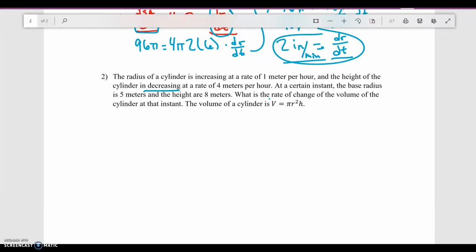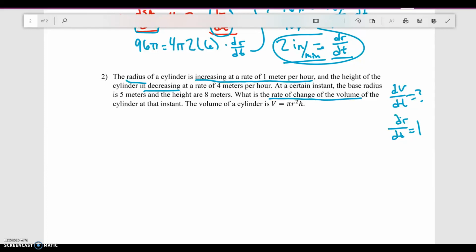So we're looking for the rate of change. So that's going to be dV over dt. Okay, that's what we have. All right, so what do they give us? I don't know what that is. We know that the radius of a cylinder is increasing at a rate of 1 meter per hour. So the radius is increasing. That's a rate also, so that's going to be dr over dt, and that's going to be 1.